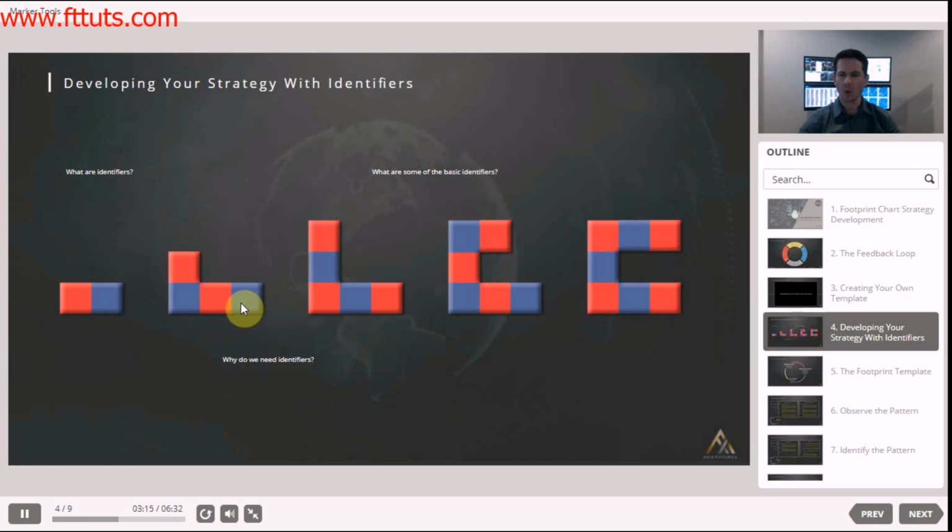Okay, now why do we need identifiers? That's probably the question on your mind, you know. Well, firstly, to develop a consistent approach to view the markets and therefore develop a consistent strategy to execute in the market, right? That's what it all boils down to, is that when we have an exact process, you've got to think of that exact process like following a recipe in a cookbook.